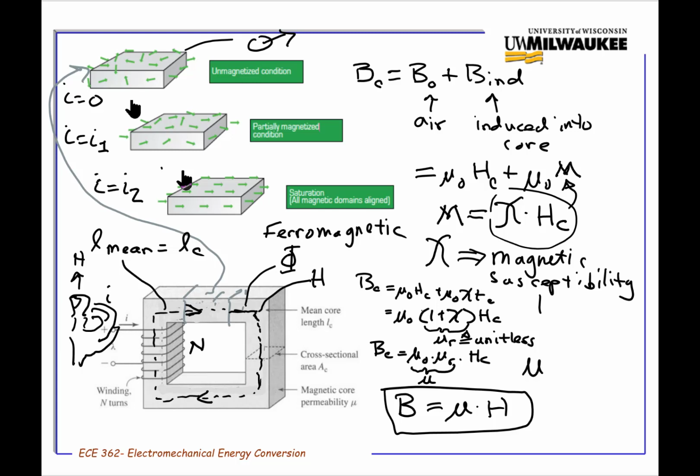So mu is mu naught mu r. If this was a hardcore electromagnetics course, you would have real and reactive quantities in that mu, and your H's and your B's would be dimensional. Thankfully, we don't have to worry about that in this class.